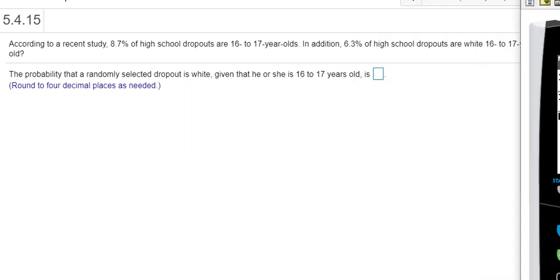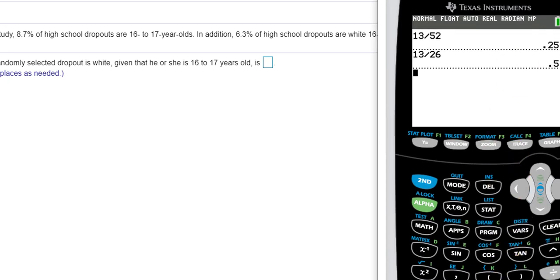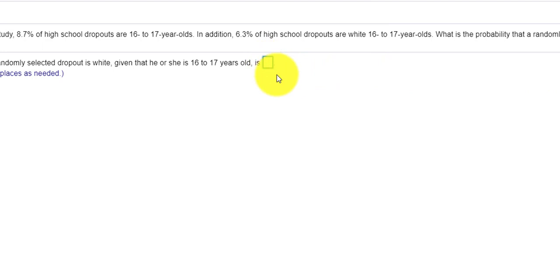So we would do 6.3, but change it to a decimal, so 0.063 divided by 0.087, right? That's the probability that they're white, given that they are between 16 and 17 years of age. So I end up with 0.724. I check answer. Uh-oh, made a boo-boo.